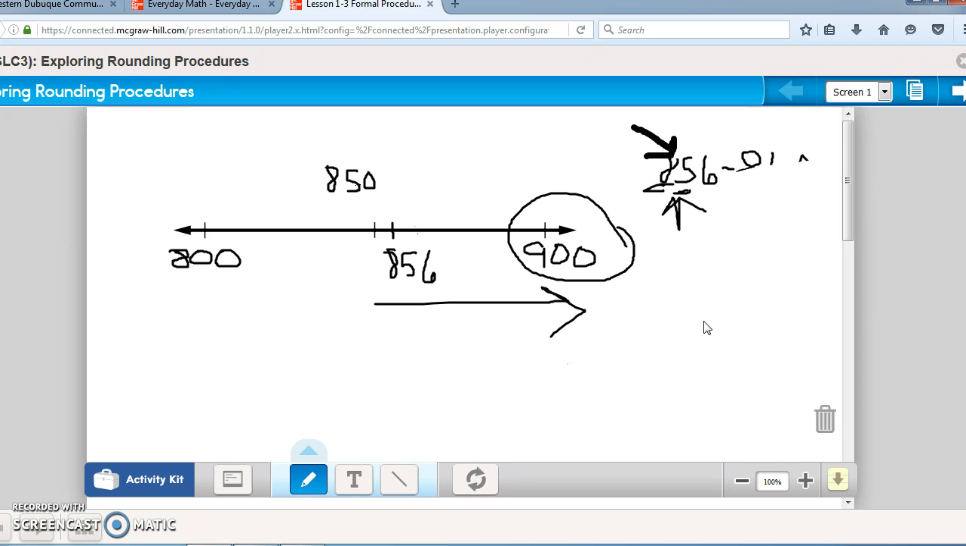Remember, you can round numbers that are in the hundreds, 856, to either the tens place or the hundreds place. And depending on which one of those you use, your answers will vary.